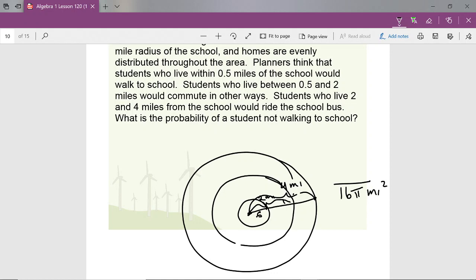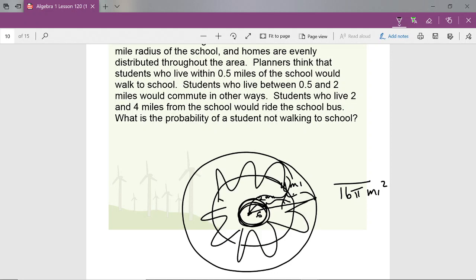And what's the probability of a student not walking to school? So we don't want this inner circle, but we want everybody around it, those that maybe get a ride, maybe go on the bus. And so what is the area of that inside circle? I would say 0.5 squared pi, which is 0.25 pi. Take that away from 16 pi and you'll have the rest of the district. So 15.75 pi. Once you have all of that, you'll need to reduce it down quite a bit.